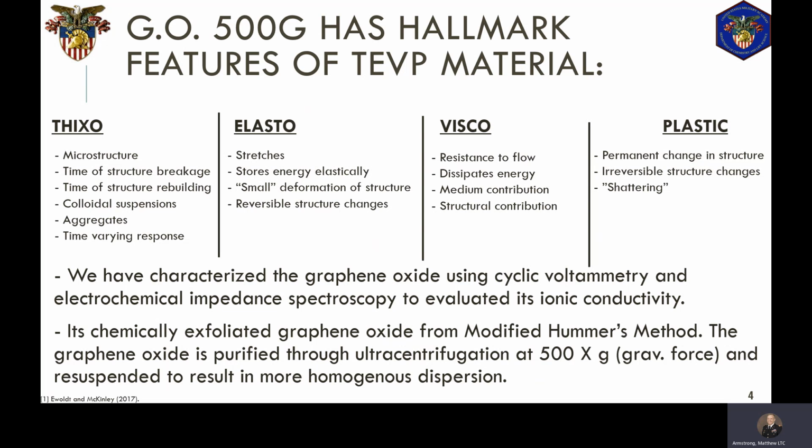We have characterized the graphene oxide using cyclic voltammetry and electrochemical impedance spectroscopy to evaluate its ionic conductivity. It's chemically exfoliated graphene oxide from the modified Hummers' method. The graphene oxide is purified through ultracentrifugation at 500 times the force of gravity and resuspended to result in a more homogeneous dispersion.